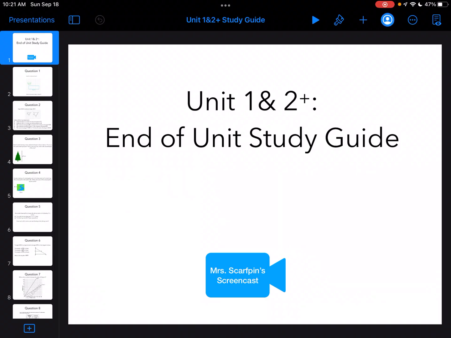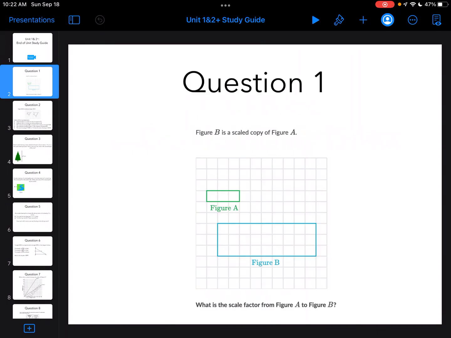All right, so this is the Unit 1 and 2 end of unit study guide. So this is for the plus class. So question 1, if we're looking at scale, figure B is a scale copy of figure A, they want to know what's the scale factor going from figure A to figure B.